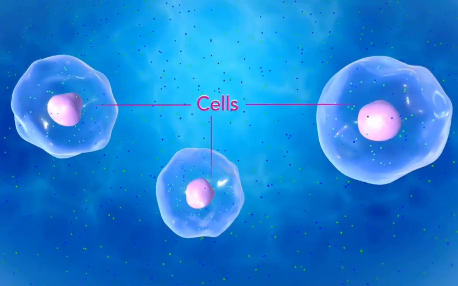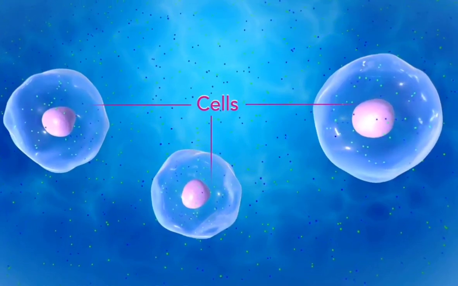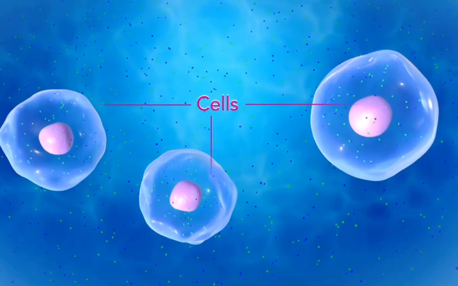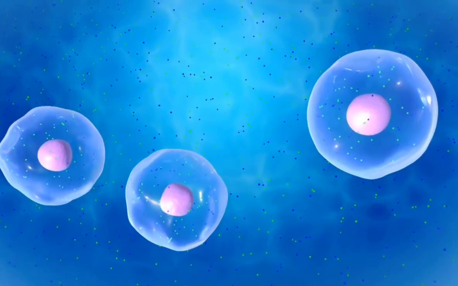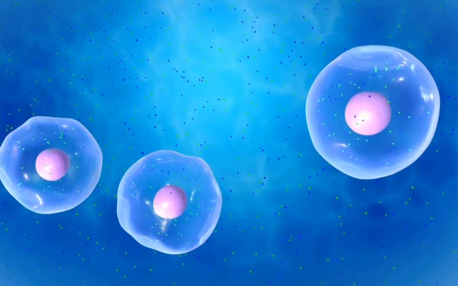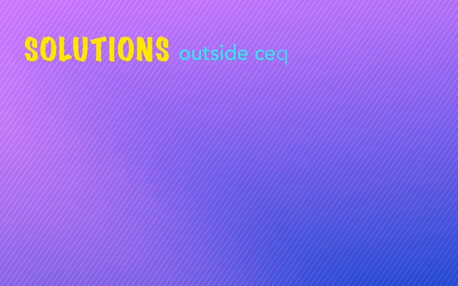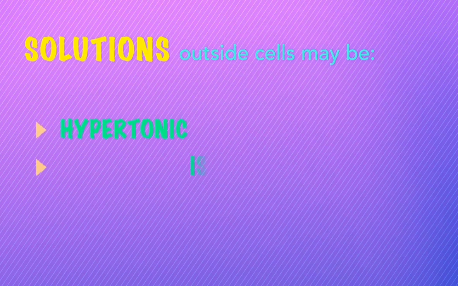Well, cells may be surrounded by solutions with different particle concentrations, both in a lab as well as inside a living organism. So we need to know how cells will respond. Compared to the solution inside a cell, a solution outside the cell may be hypertonic, isotonic, or hypotonic.